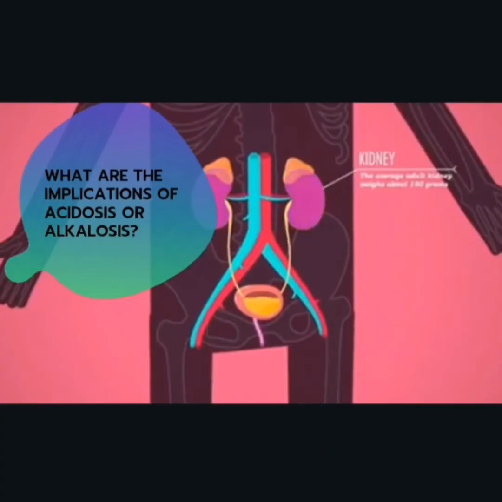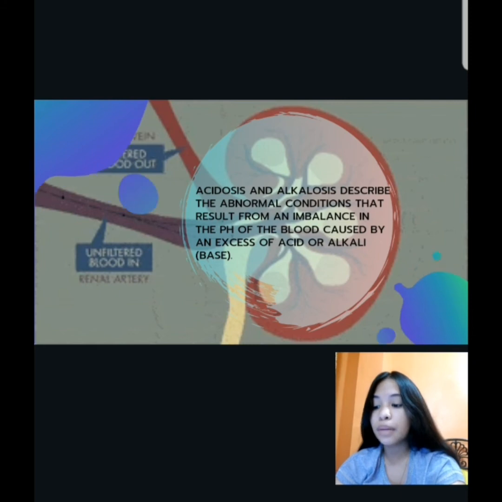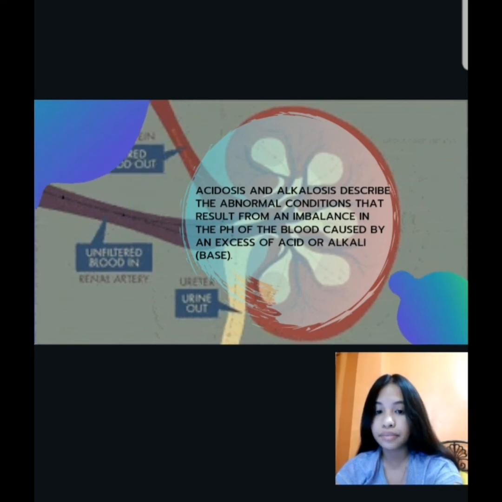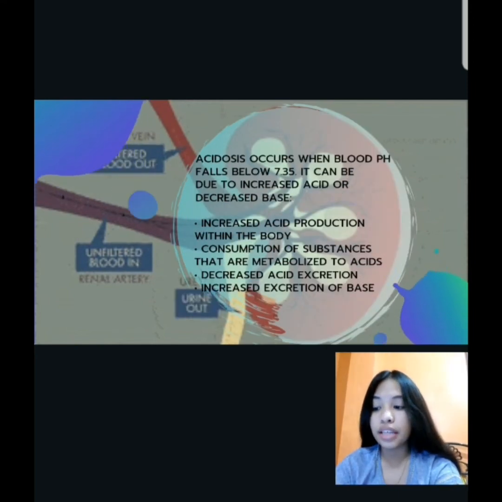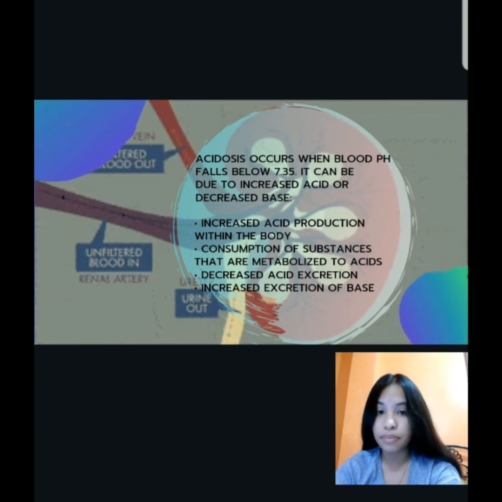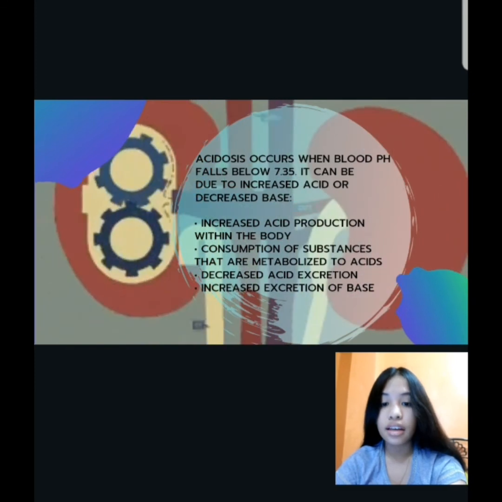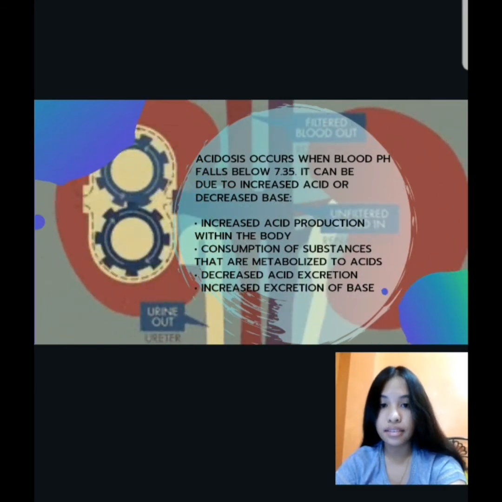What are the implications of acidosis or alkalosis? Acidosis and alkalosis describe the abnormal conditions that result from an imbalance in the pH of the blood caused by an excess of acid or alkali. Acidosis occurs when blood pH falls below 7.35. It can be due to increased acid or decreased base: increased acid production within the body, consumption of substances that are metabolized to acids, decreased acid excretion, or increased excretion of base.